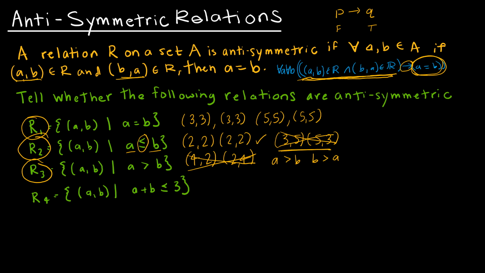And then for R4, again, we're saying A, B, A plus B is less than or equal to 3. So can I find a counterexample? 2, 1, is that in R4? Yes, 2 plus 1 is less than or equal to 3 because 2 plus 1 is 3. And is 1, 2 also in R4? Yes, 1 plus 2 is less than or equal to 3 because 1 plus 2 is 3. Does that imply that these two are equal, that 2 is equal to 1? No, it does not. So, therefore, R4 is not antisymmetric.